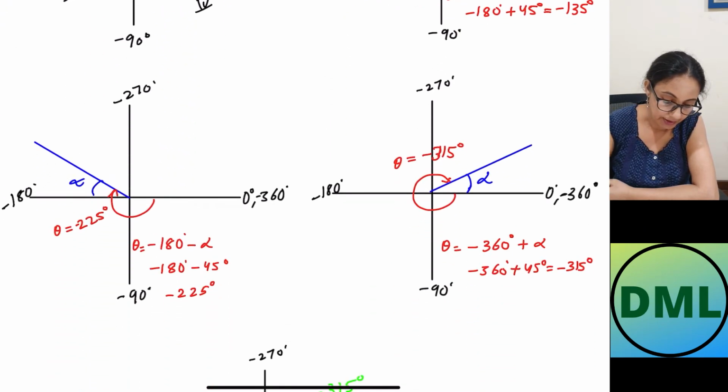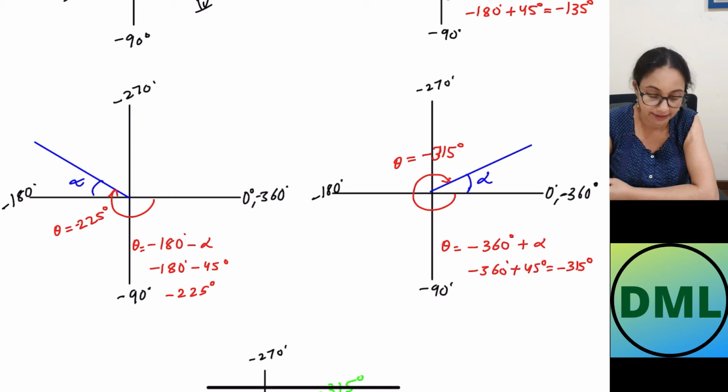Now let's see the second quadrant. If my basic angle alpha is here, I need to find this theta. So this theta will be given by minus 180 degrees minus alpha, because I am going more than 180 degrees and because this is negative. So theta will be given by minus 180 degrees minus alpha. So minus 180 degrees minus 45 degrees gives minus 225 degrees.